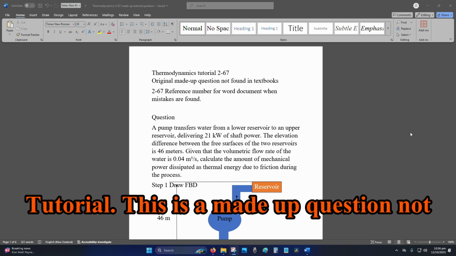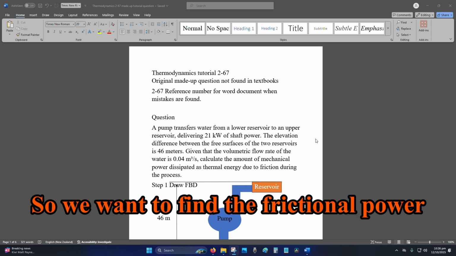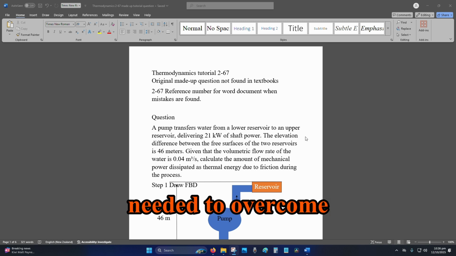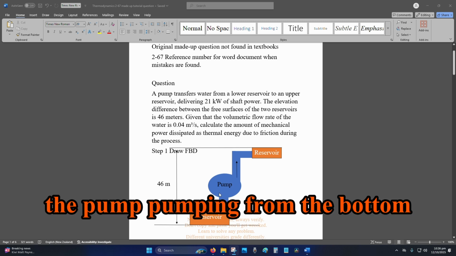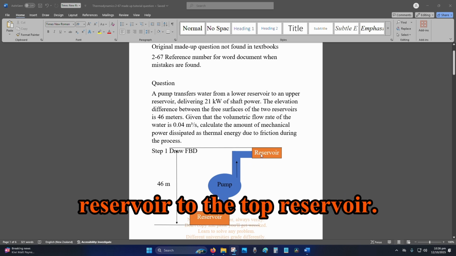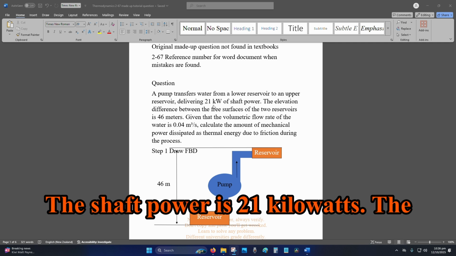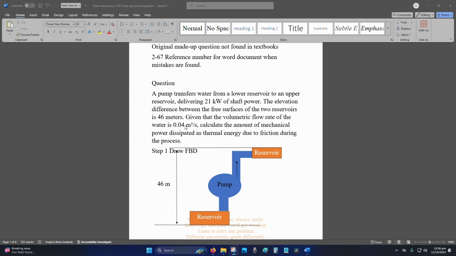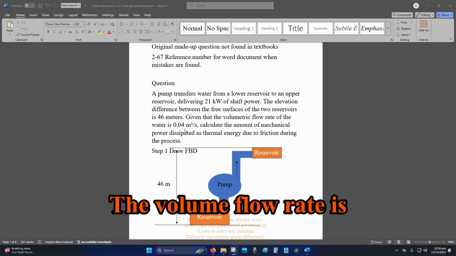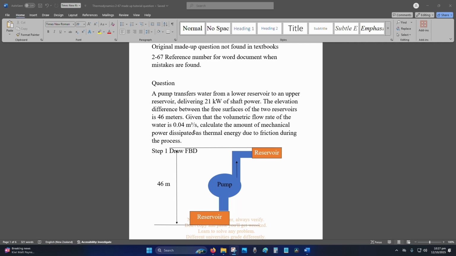This is a made-up question not found in your textbooks. So we want to find the frictional power needed to overcome the pumping from the bottom reservoir to the top reservoir. The shaft power is 21 kilowatts. The height is 46 meters. The volume flow rate is 0.04 meters cubed per second.